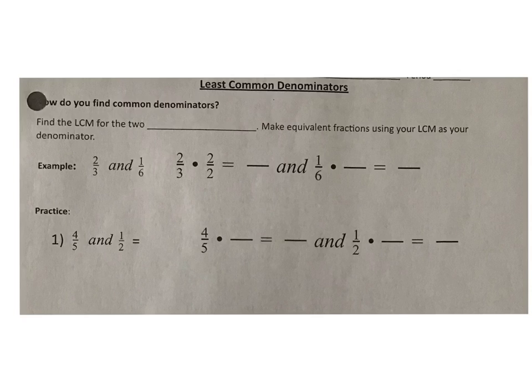So the first thing is common denominators, okay? Your common denominator is really your LCM, your least common multiple. So it's the smallest number they both can go into, or both can become. To find common denominators, remember your numerator is your top number, your denominator is your bottom.